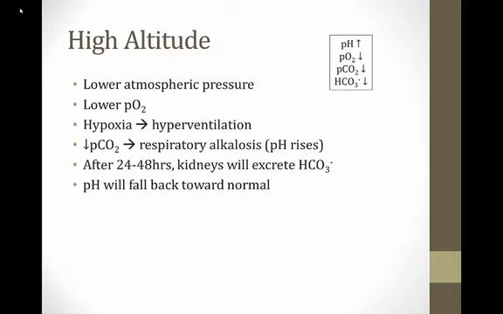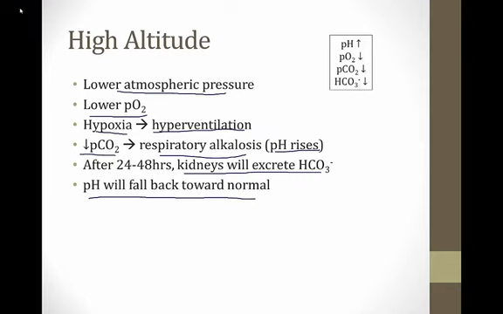So if you climb a mountain, say a very tall mountain like Mount Everest, the atmospheric pressure is very low up there. This means that you're going to have a low PO2. And because of the low PO2, your body's going to sense the hypoxia and stimulate hyperventilation. When you hyperventilate, you blow off more CO2, and this creates a respiratory alkalosis. So always remember that a respiratory alkalosis and a high pH are the expected findings in someone living at high altitude. Now, after about 24 to 48 hours, the kidneys are going to increase the amount of bicarb that they excrete, and this is going to make the pH fall back down towards normal.